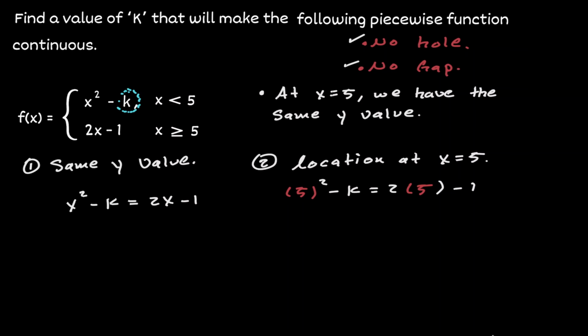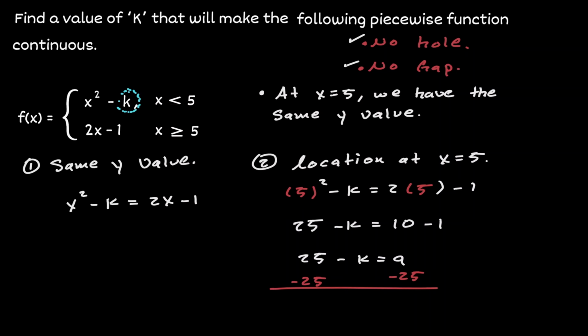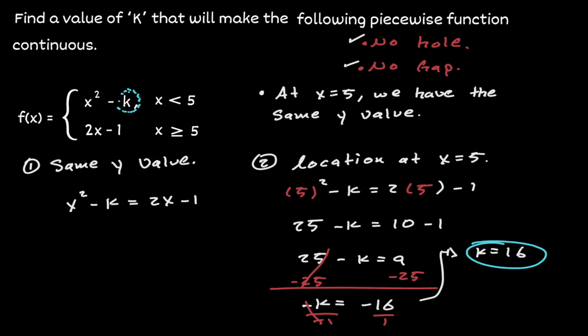Now let's calculate 5 squared, that's 25. Bring down the k. 2 times 5, that is 10. And now notice that we can solve for k, because that is the only unknown that is left. So now let's solve for k. The right-hand side is 9. Now let's subtract 25 from both sides. So now we're going to get negative 16 on the right. And to solve for k, let's divide by negative 1 to eliminate the negative. So now we have what we were looking for.